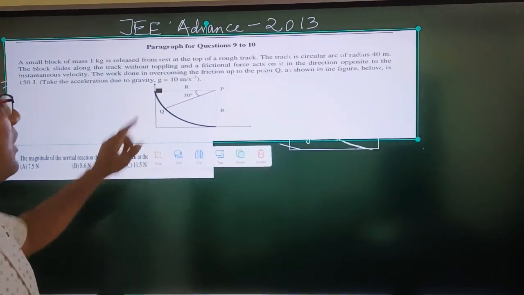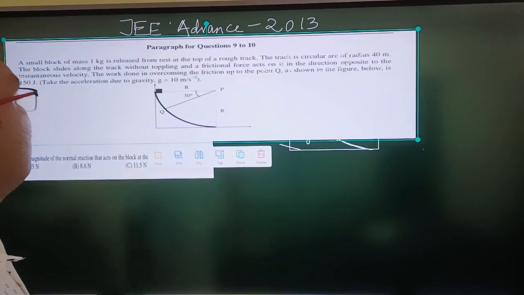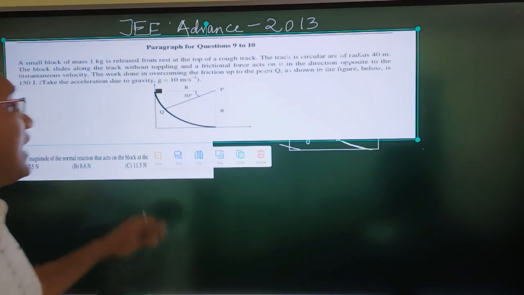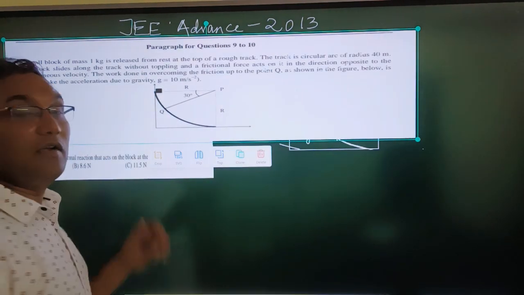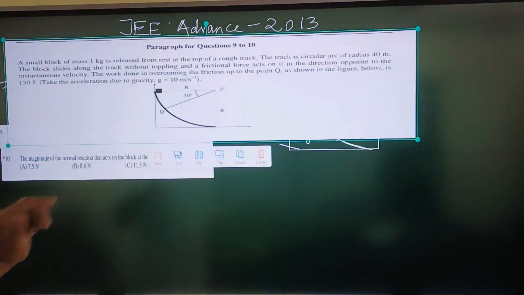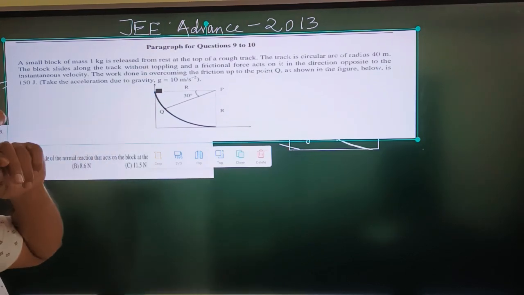This question says one object is at this position and moves to Q, and there is a frictional force also involved. The question asks what the velocity is when it reaches point Q, and what the normal force acting on it is when it reaches point Q. There are two questions associated with this problem. Let's understand one by one.